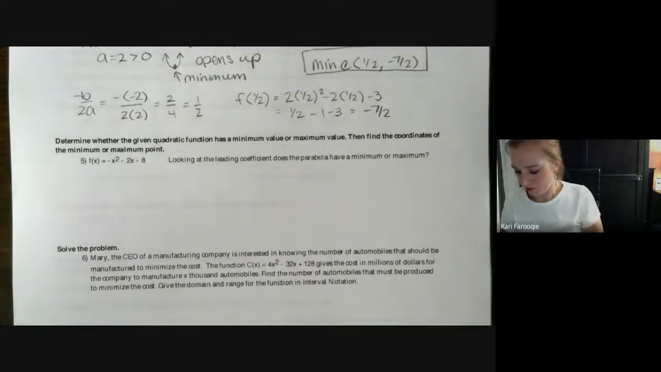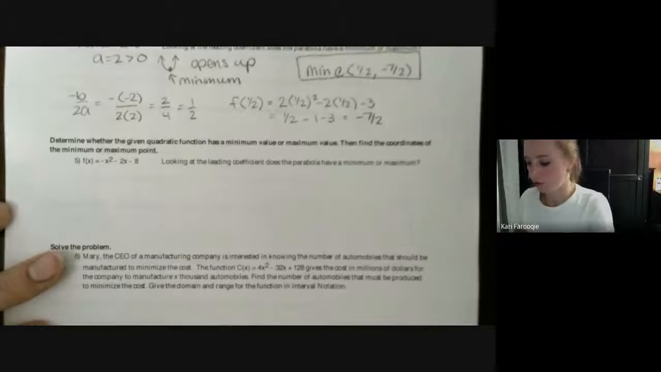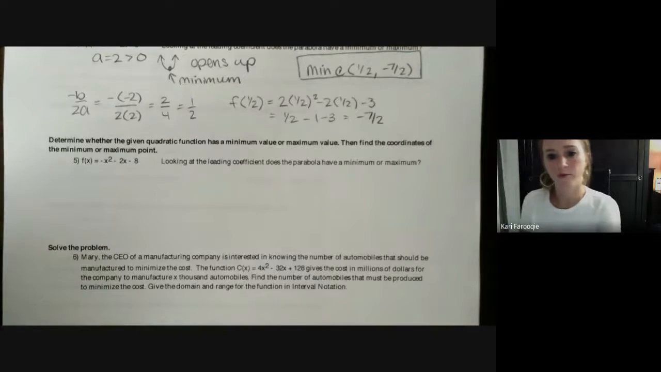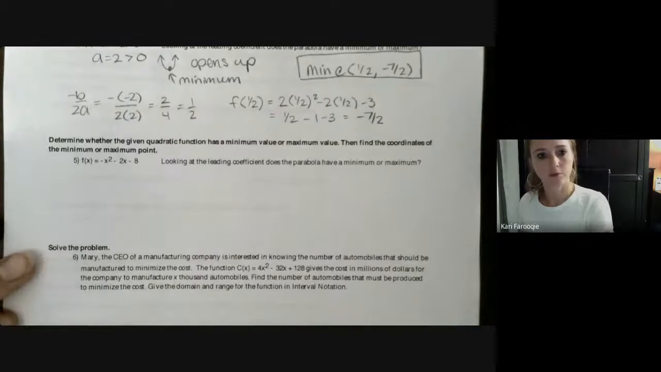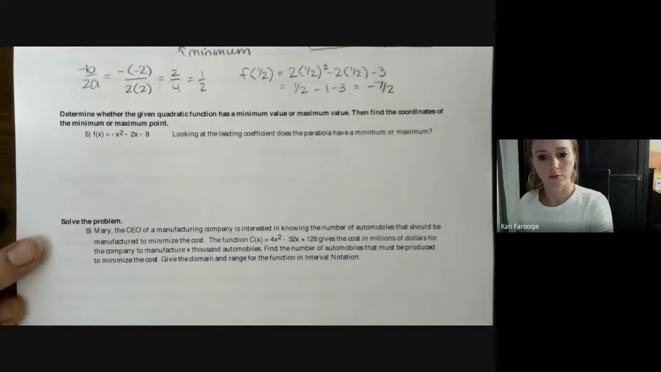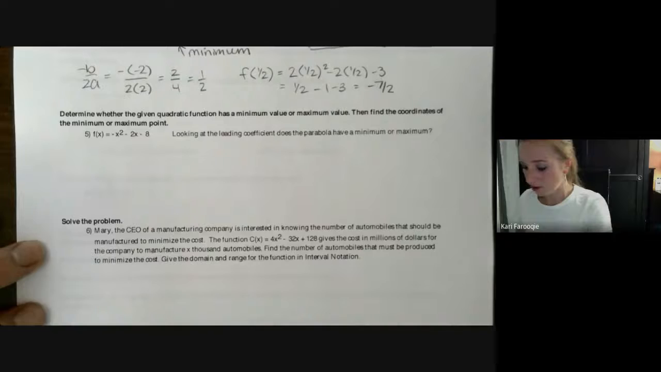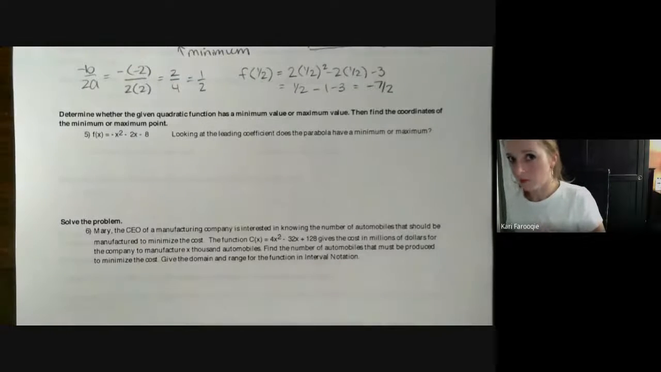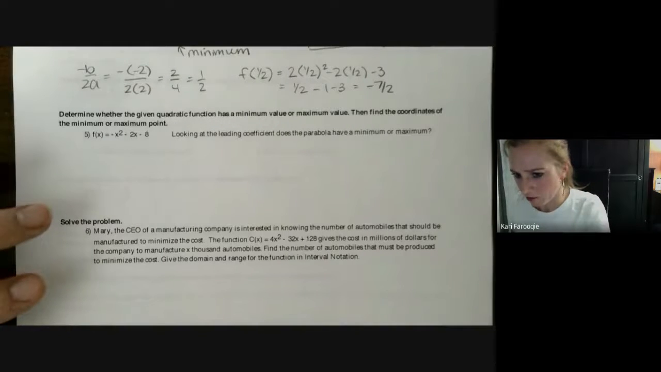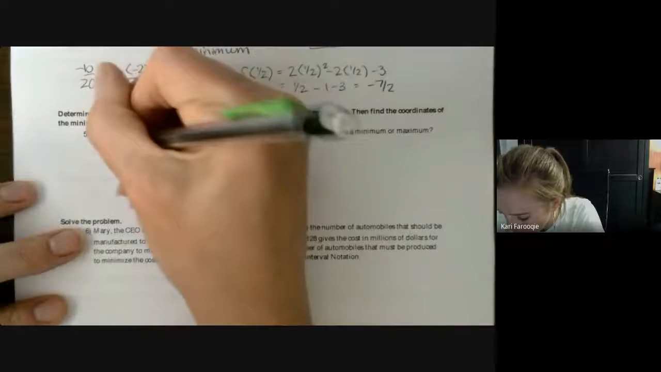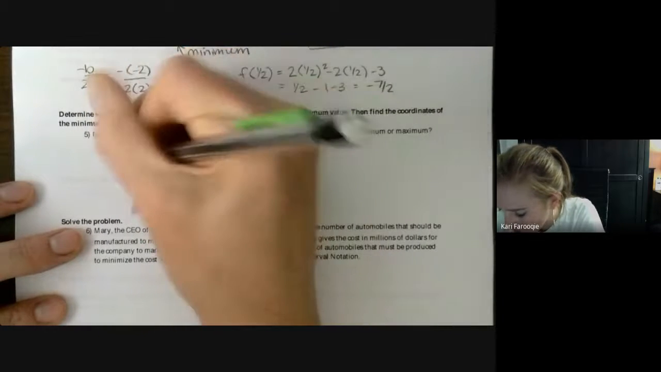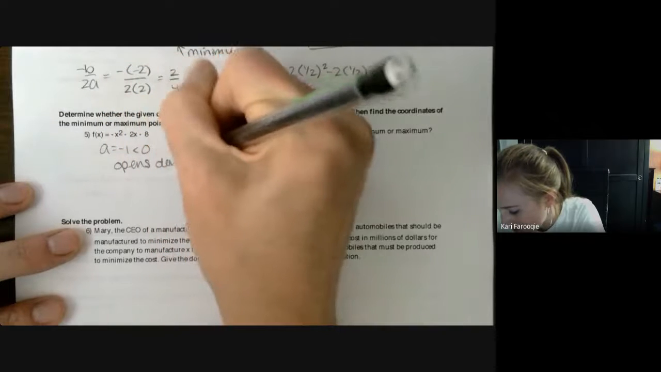All right, so let's see. Does anyone want to volunteer? You want to unmute yourselves and tell me if it's a minimum or a maximum? Anyone? It's a maximum. You said maximum, right? Okay, wonderful. Yes, it opens down, a equals -1, which is less than 0. If it opens down, then it is a max.